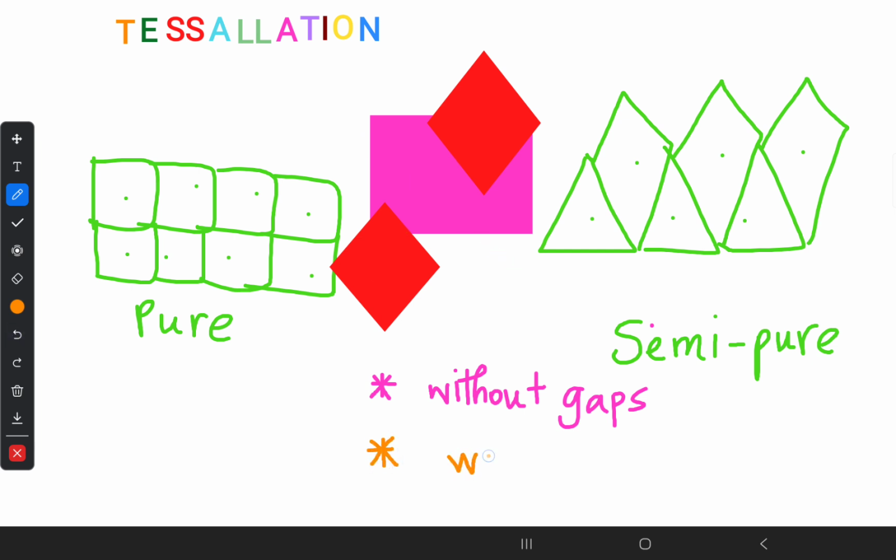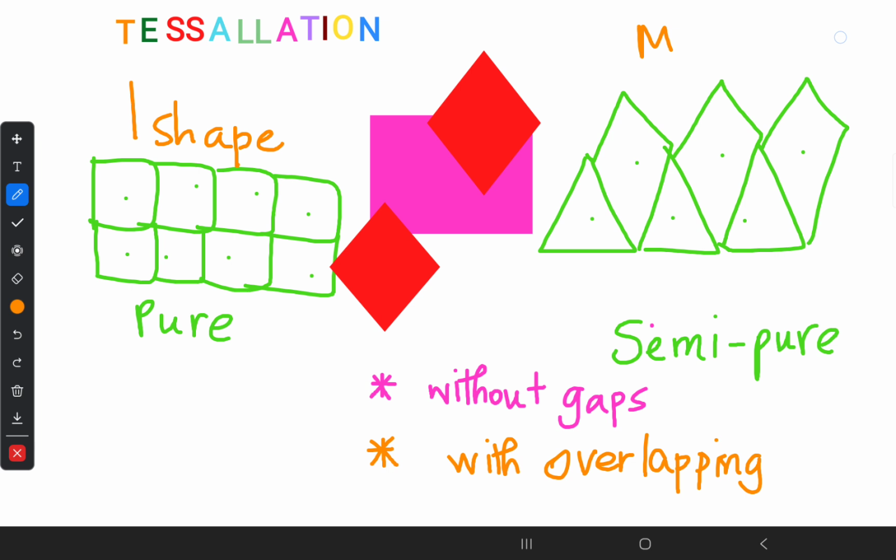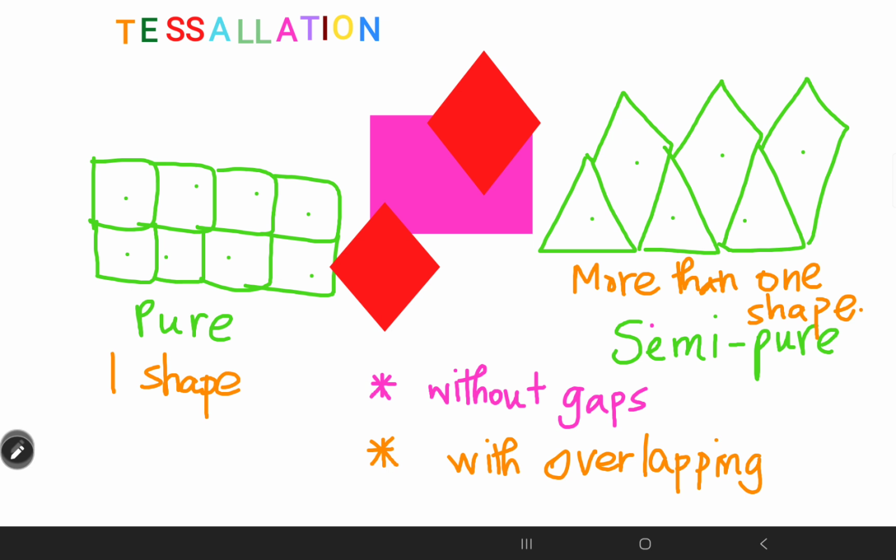Without gaps and without overlaps, the shapes are arranged in a manner. If it consists of a single shape, pure tessellation. More than a single shape, semi-pure tessellation. In pure tessellation, only one shape. But in semi-pure tessellation, there is no restriction. More than one means it can be 2 shapes, 3 shapes, 5 shapes, 10 shapes, there are many. Here I use the name shapes. Actually, the shapes should be 2-dimensional shapes. We can't use 3-dimensional objects in the tessellation. It has to be 2-dimensional.